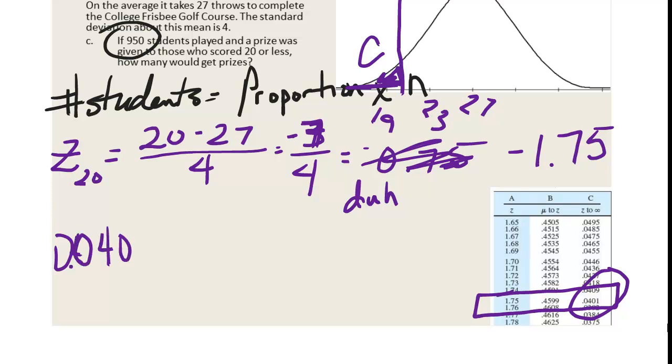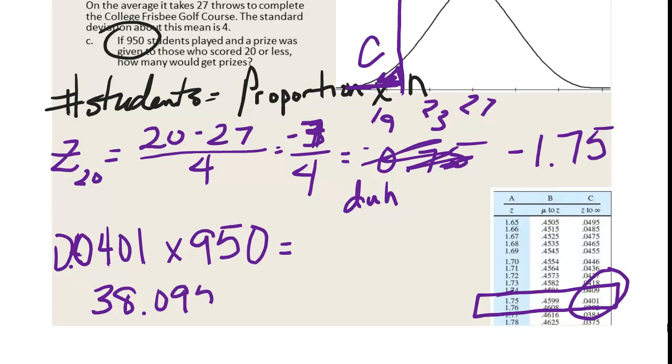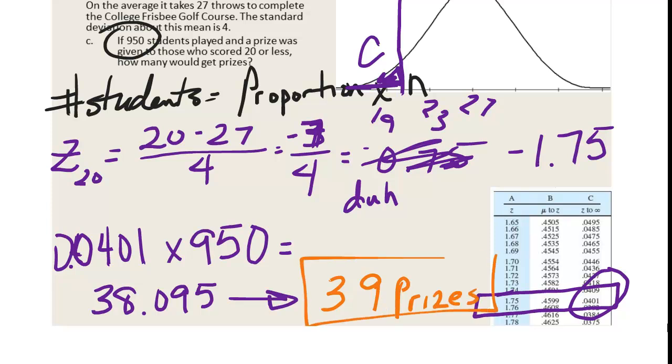Sorry about my dogs there. 0.0401 times 950 students, so that's a proportion times the number of competitors in this case, and you get 38.09 and change. Well, it'd suck to be the 0.09 of a person, so we always round up when we're talking about actual subjects or participants or things that are only counted in one unit at a time. So you better plan for 39 prizes, maybe 40, just in case you have a particularly good crop that year.